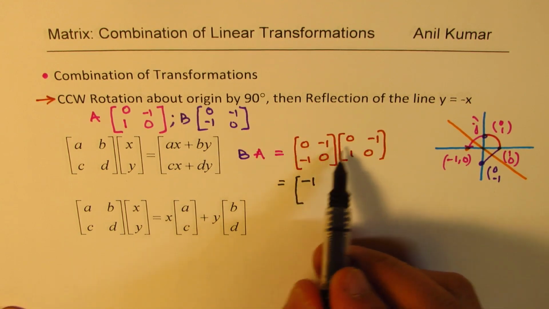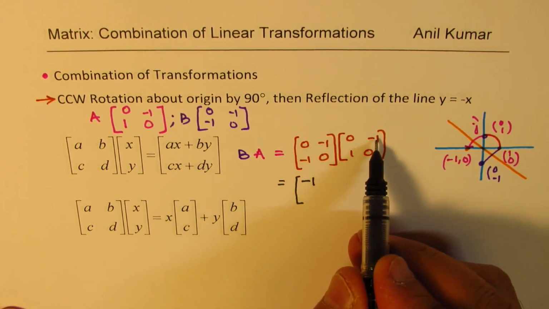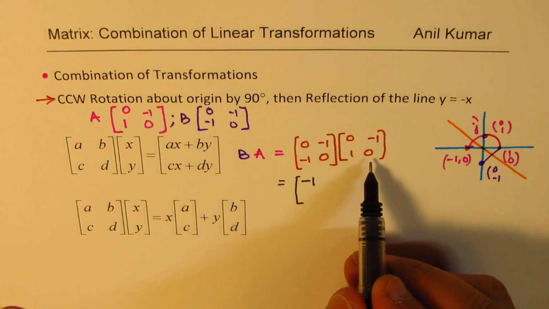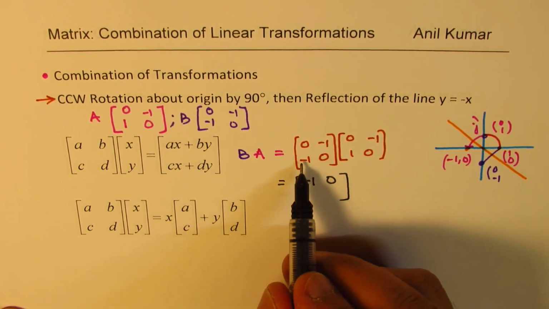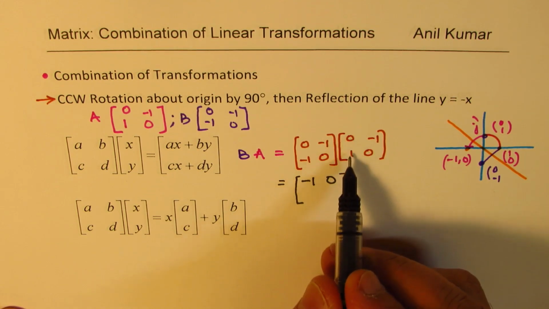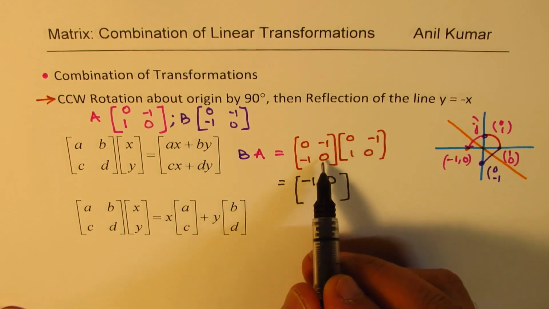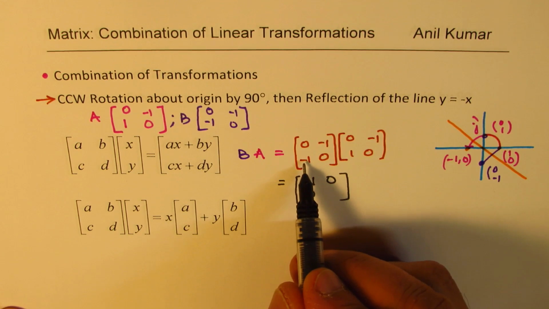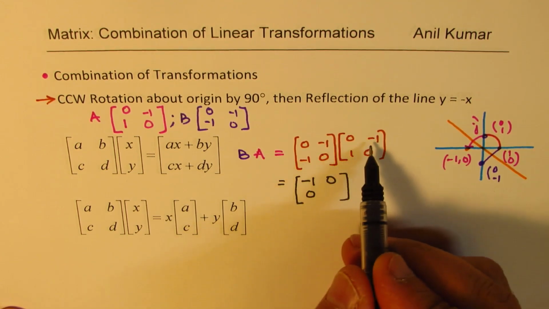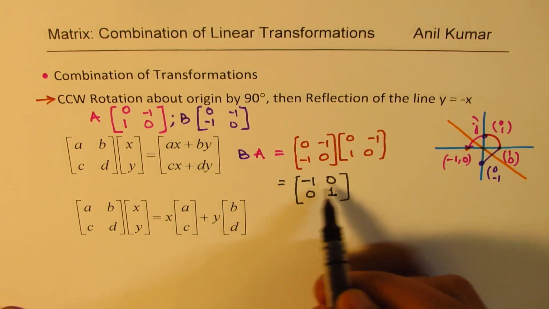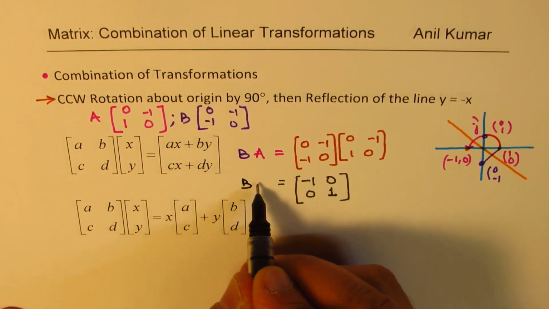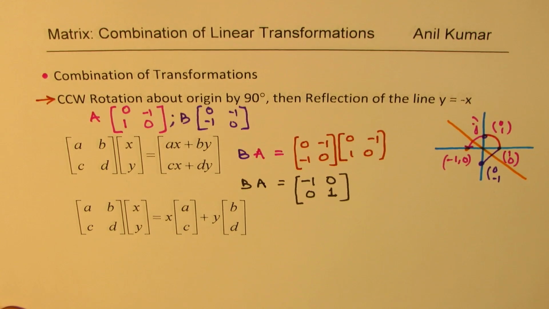And then if we do the second row, 0 times minus 1 is 0, and minus 1 times this is 0. So we get 0 here. With the second row multiplying with the first column here, that gives you 0, and this also gives you 0. And now with the second row, minus and minus gives you plus 1. So we get plus 1 here. So that becomes the overall effect of this particular transformation.